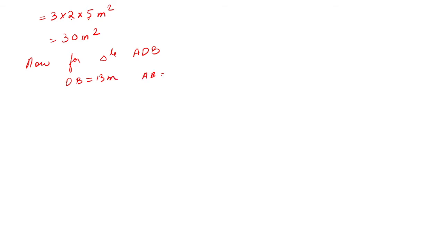You're left with 3 into 2 into 5 meter square. Therefore, you write 5 into 2, 10, 10 into 3 is 30 meter square. Now, for triangle DBC, so we take triangle ADB, right? So DB is given as 13 meter, AB is given as 9 meter, and AD is given as 8 meter. So this can be your A, this can serve as your B, and then this can serve as your C.